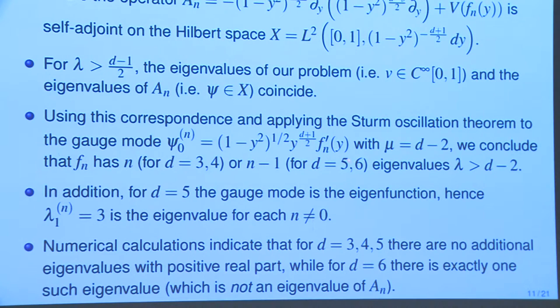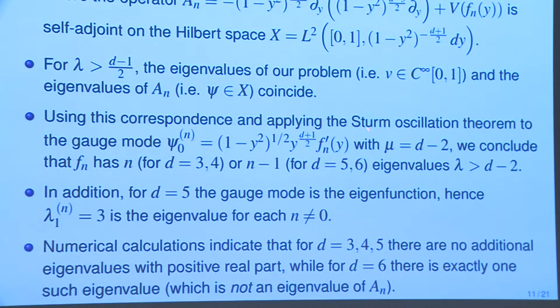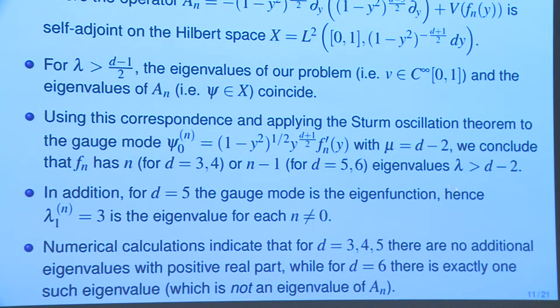Now, from the shooting construction of these self-similar solutions, we actually have complete control of the number of oscillations of these self-similar solutions. Therefore, we know the number of zeros of this function, so we can apply the Sturm oscillation theorem. From this it follows, and this is different in dimensions 3 and 4 and 5 and 6: in dimensions 3 and 4, this function has exactly n zeros, so there are exactly n eigenvalues below, and in this case there are n minus 1 eigenvalues. So this gives us the exact number of eigenvalues for lambda bigger than d minus 2, but this leaves open the interval from 0 to d minus 2.